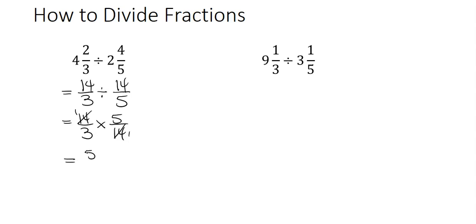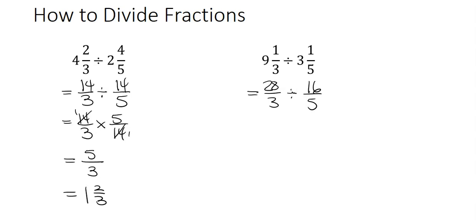1 times 5 is 5. 3 times 1 is 3. That's an improper fraction. Let's change it to a proper mixed number before we're done. There we go. 1 and 2 over 3. Another one. Step 1, change to improper fractions. 3 times 9 is 27. Add 1 is 28. And here we get 16.